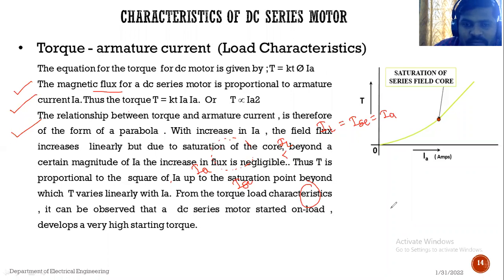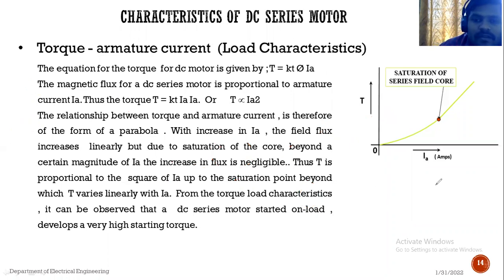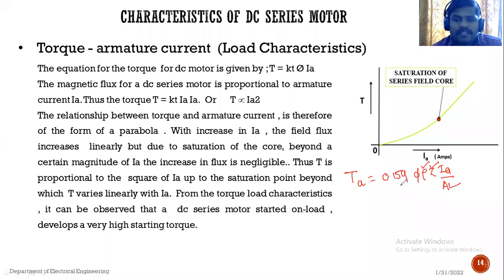Okay. Tell me the equation, that is the torque equation. Torque equation काय आहे? The equation of torque Ta is equal to 0.159 phi P Z Ia divided by A. If the pole is constant, Z, the total number of conductors, is constant, armature parallel path is constant, and 0.159 is constant, the torque equation becomes Ta directly proportional to phi into Ia. Ta जो आहे तो flux phi ला as well as armature current Ia ला direct proportion आहे.